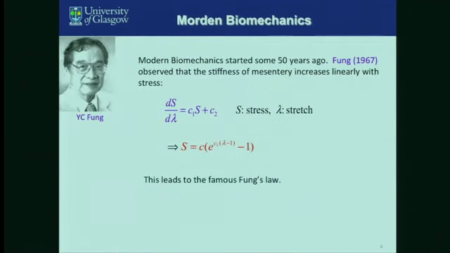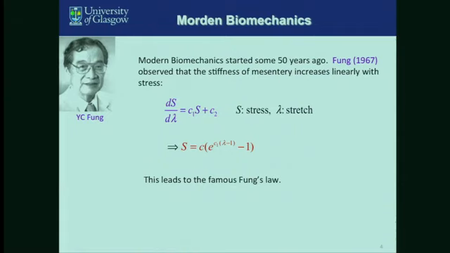But modern biomechanics hasn't started until really some 50 years ago by Y.C. Feng, and he's not only studying continuum mechanics, but he also engaged in doing the experiments and actually testing the soft tissues. So he was first to discover that in the soft tissue, that stiffness, which is a stress divided by the stretch, which is a length change when you stretch a tissue, is proportional to the stress itself. And also there's some residual stress, but later people kind of brushed it away.